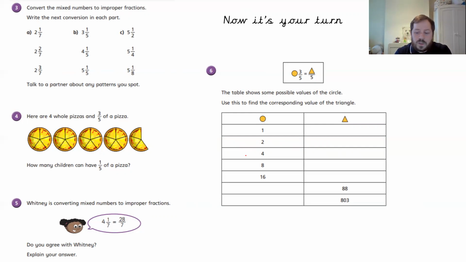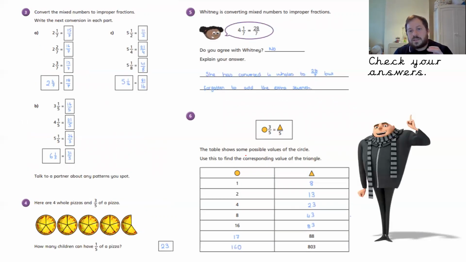Okay, so here are our answers, but let's talk through them just so we know. The first one says, convert the mixed numbers to improper fractions and write the next conversion in each part. So 2 and 1/7 is 15 sevenths, because 2 times 7 is 14 plus the 1 is 15. Then 2 times 7 is 14 plus 2 is 16, then 17. So the next step, 2 and 4/7, would be 18 sevenths. And it's just following the pattern along.